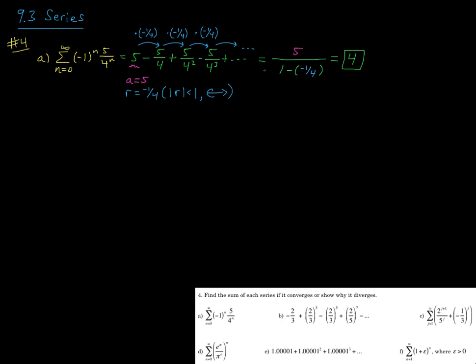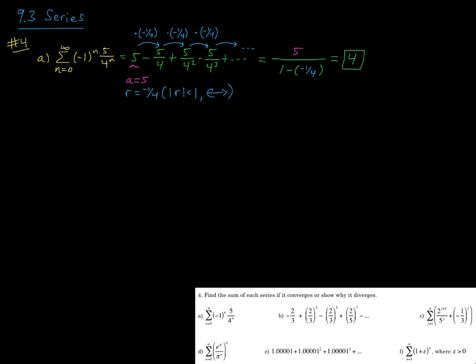So to find the sum, we're going to take the first term, a, which is 5, and divide that by 1 minus the common ratio, right? 1 minus r, which is -1/4. And that simplifies to 4. And so this is a convergent geometric series whose sum is equal to 4.